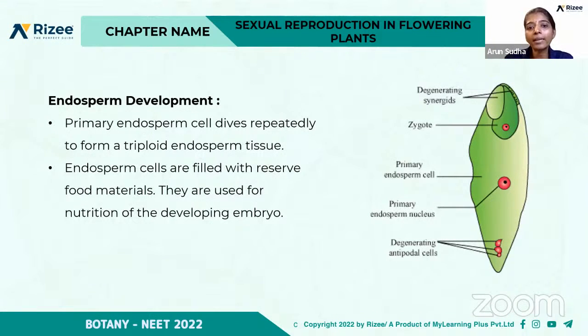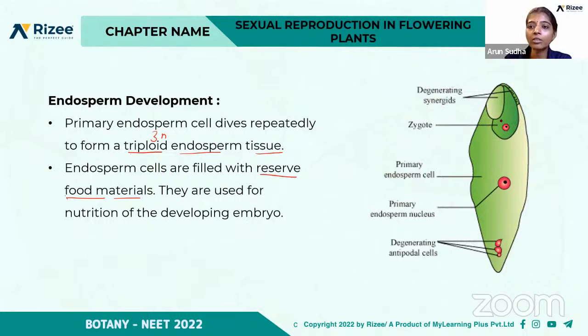So we saw that the primary endosperm cell divides repeatedly to form a triploid endosperm tissue. So it forms a triploid structure, right? 3N. Triploid is 3N. And endosperm cells are filled with reserve food material. So the main role of this endosperm is to provide nutrition to the growing embryo, right? So this is what is happening after fusion or fertilization.